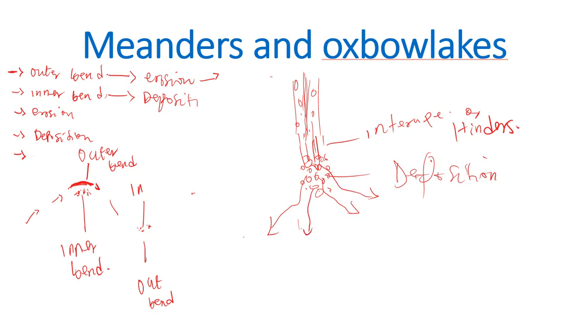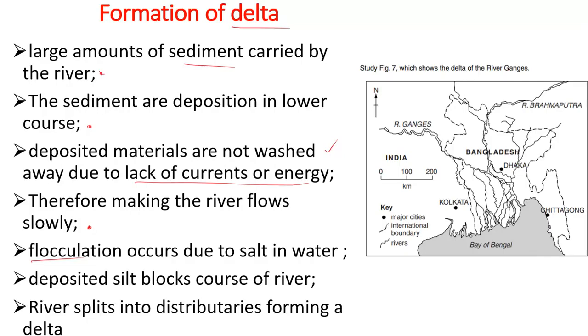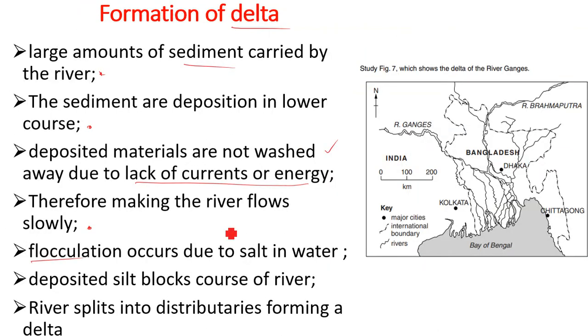And this breakaway part is now called distributaries, which is now a delta. That's it. So what we're looking at is this. That's how a delta is formed. With that explanation, you can still pause and read it.